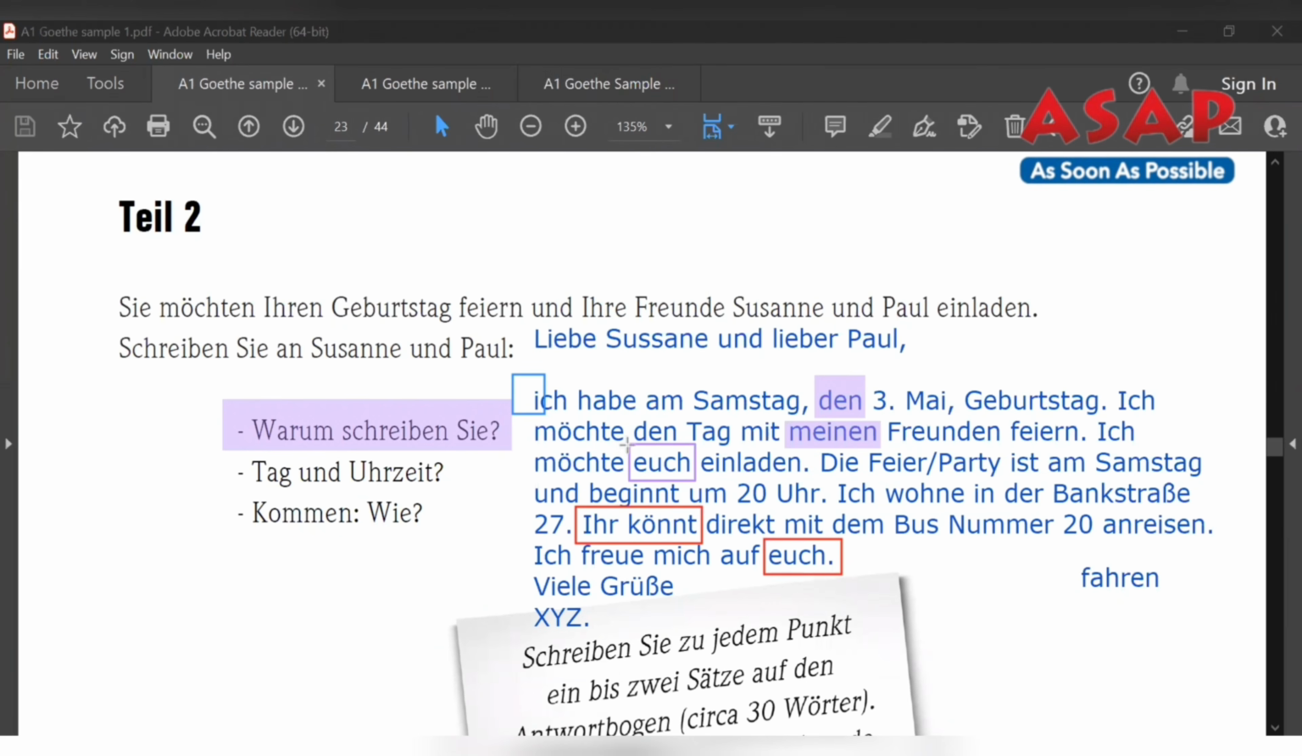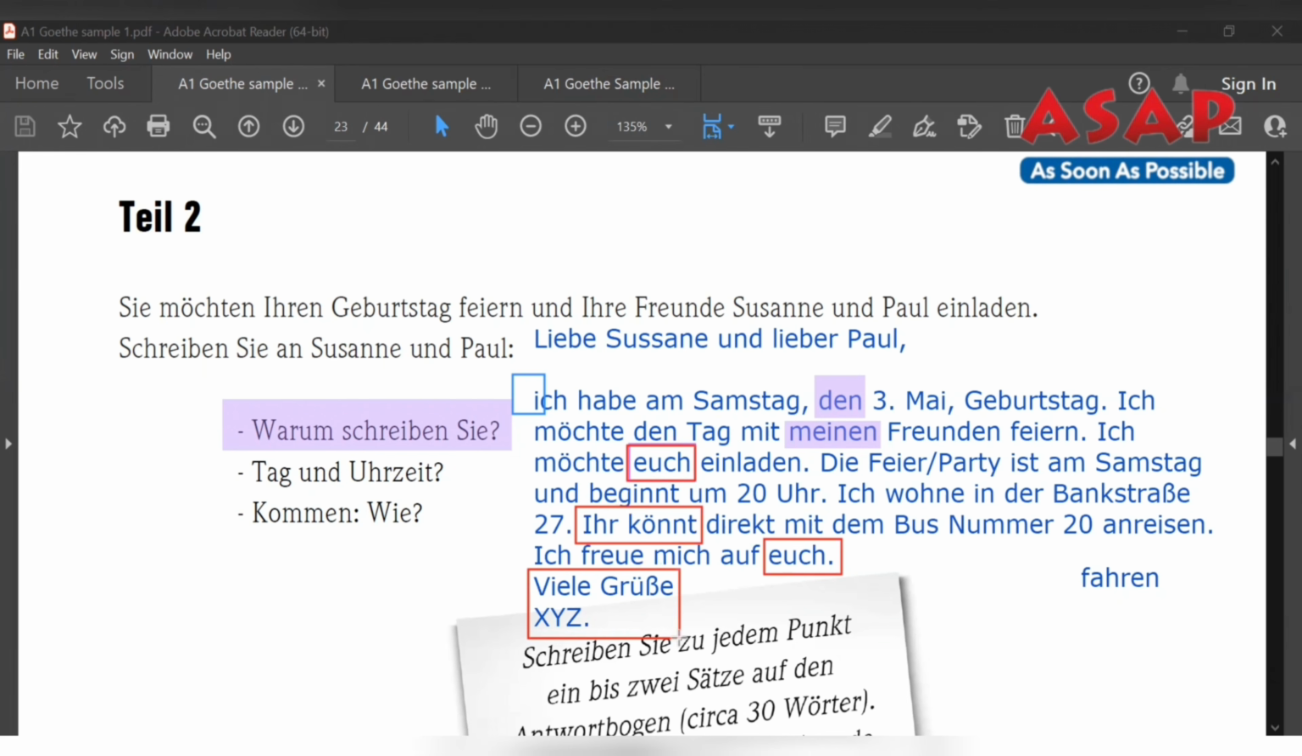Okay, here again it is euch. So this should be maintained. If it is in ear form, then everything should be in ear form only. Okay, so then at the end you should say viele Grüße and your name. Many greetings, this is a common greeting when you are writing to your friends. Formal, informal, in both cases you can use this greeting, viele Grüße and your name.